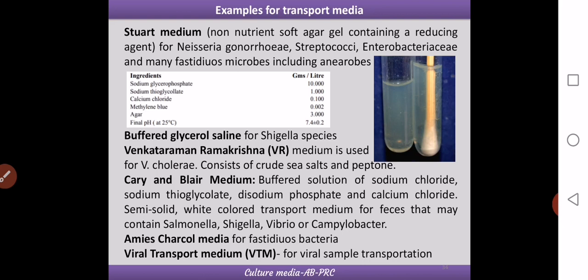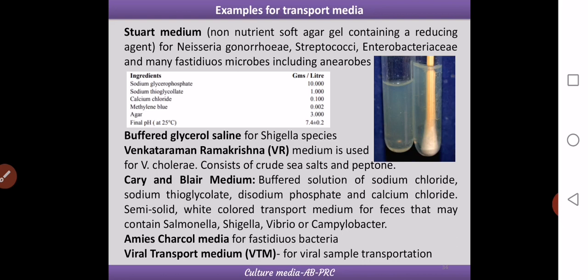Right, and the second example is buffered glycerol saline. It's for Shigella species. Then the third one is Vibrio medium or Venkatraman Ramakrishnan medium, for Vibrio cholerae again, which consists of crude sea salt and peptone as the ingredients. You can note the point that in most of these media there is no nutrient substance, only certain minerals and other things are provided. No nutrients like glucose or peptone are provided because it's a non-nutritive preparation.